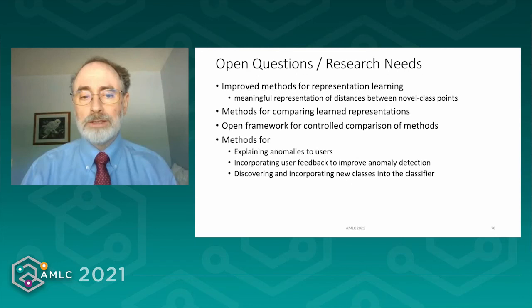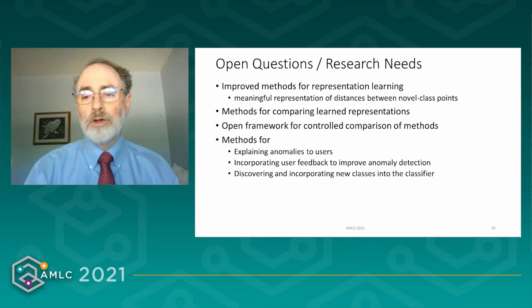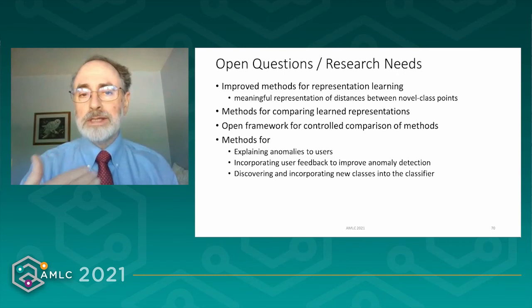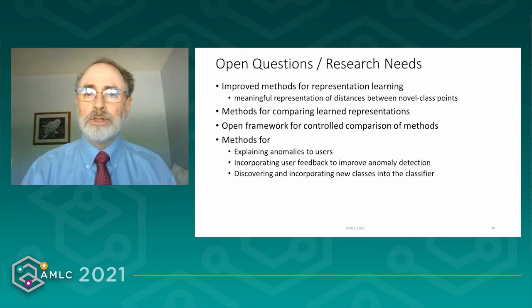And of course, if we are discovering new categories, we should be learning definitions for them, say with few-shot learning, and incorporating it into the classifier. But few-shot learning has basically the same representational needs as anomaly detection. These new points should be meaningfully separated from the previously known classes. Well, I'll stop here and conclude.